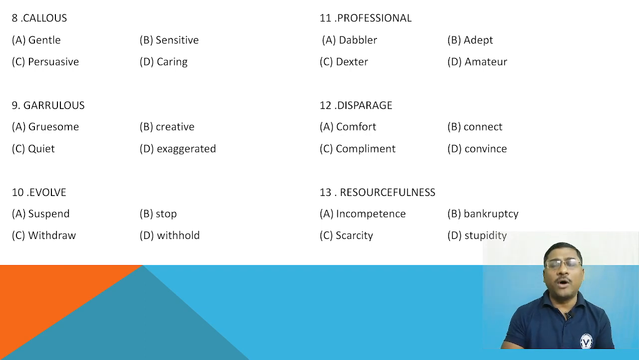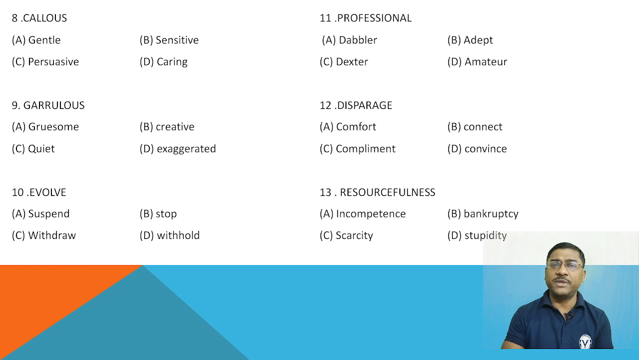Then evolve. Evolve means to develop, or to come out. So evolve is to slowly develop, to slowly come out. The opposite is to withdraw. Withdraw means to go within. Suspend, stop, withhold. Withhold means to रोक लेना, किसी चीज को रोक लेना. Here withdraw यानी अंदर, to go back, that is withdraw, right? So the antonym of evolve is withdraw.